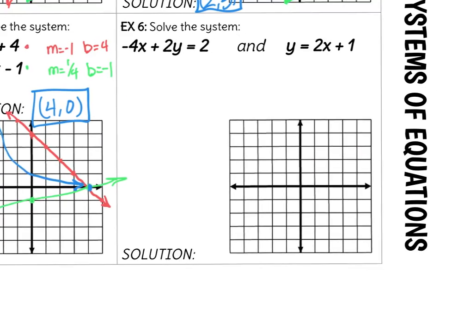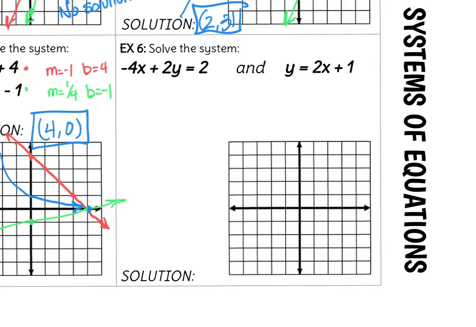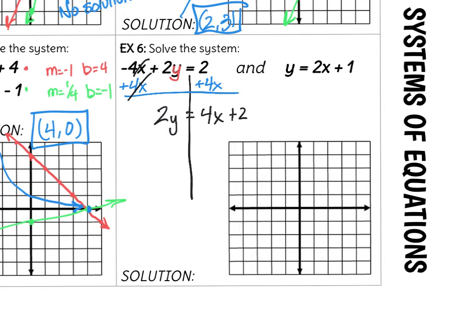So example 6. Go ahead and pause the video. Try this one on your own. Give it a shot. So first thing I need to do is solve for y. Okay, so I want to get y by itself right here. So I'm going to do that first by adding 4x to both sides. All right, so I get 2y equals 4x plus 2. Last thing I'm going to do, divide by 2.